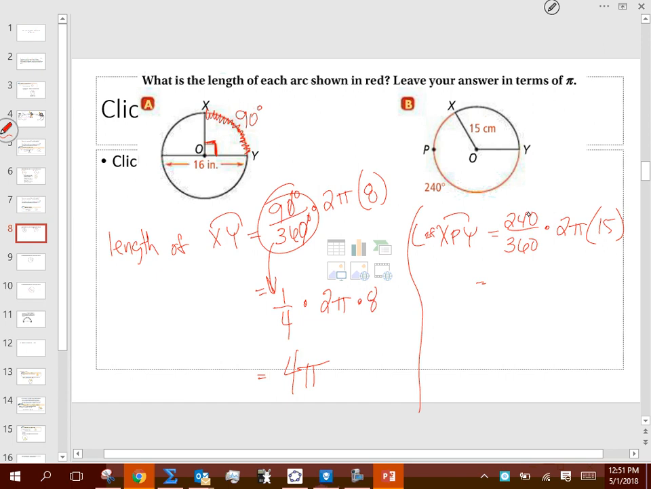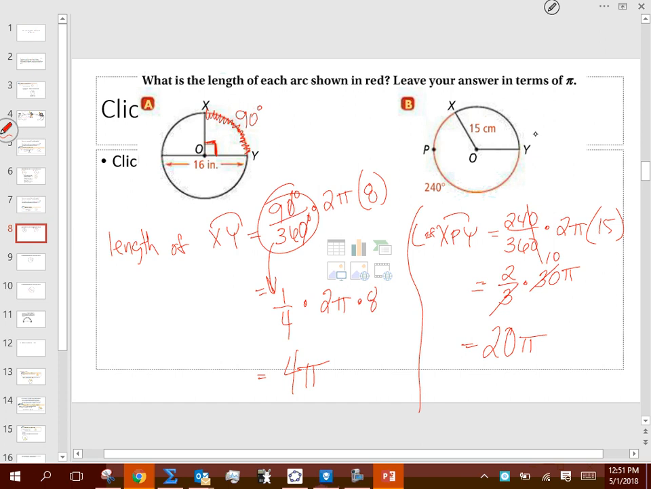240 divided by 360 was 24 divided by 36. 12 goes into both, right? 2/3. 2 pi times 15 is 30 pi, isn't it? What's going to happen with that 3 and that 30? Gives me 10 pi. So total gives me 20 pi, right? 2 times 10. Okay. So that would be that red arc there.